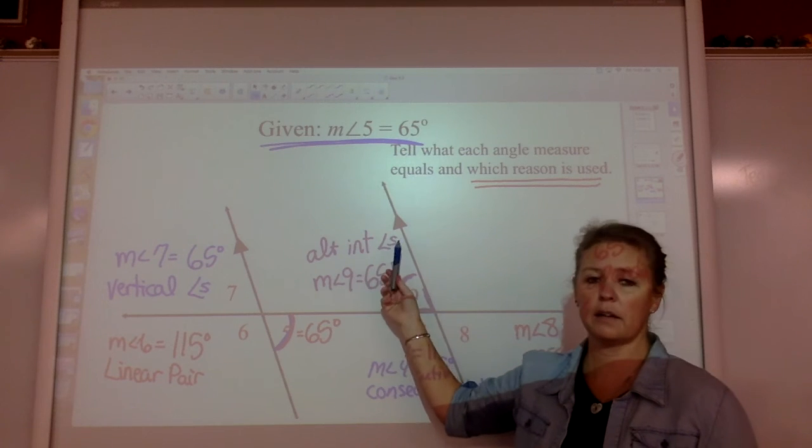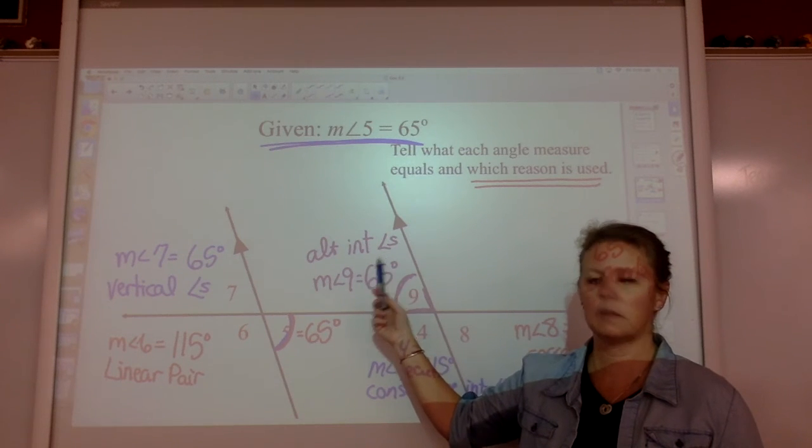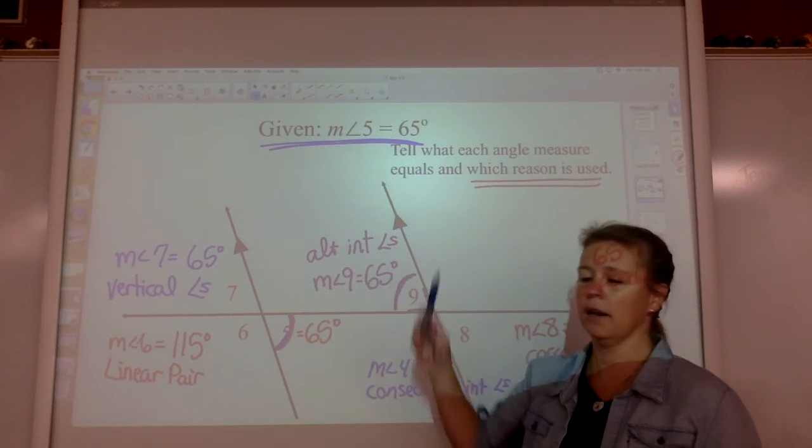Don't call them alternate angles. Don't call them interior angles. You've got to get alternate, interior, and angles in there.